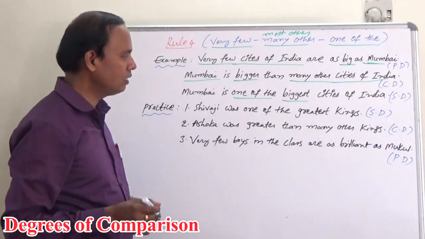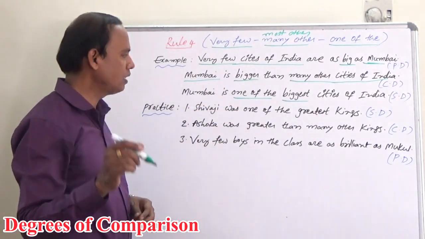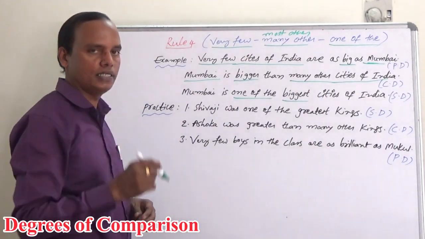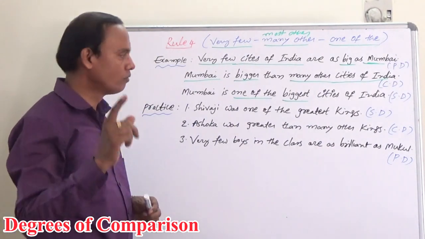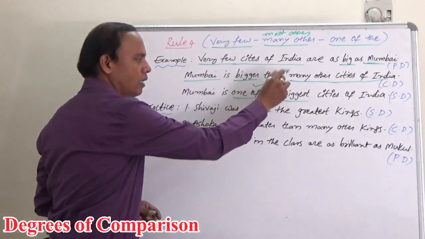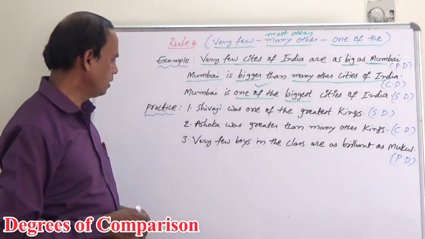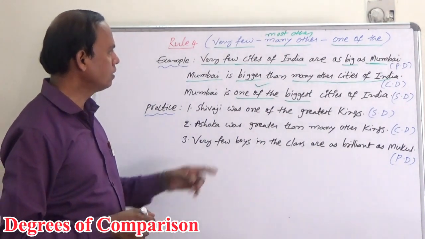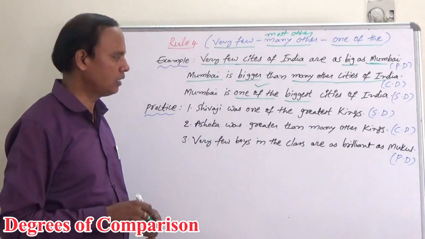In rule 3, you cannot write one of the. In rule 3, you can write only the biggest. Mumbai is the biggest city of India. So it is in rule 3. But in rule 4, one of the is added. Well, I have given you practice also here, 3 sentences. Okay. So by using rule number 4, we can change from one degree to another degree.